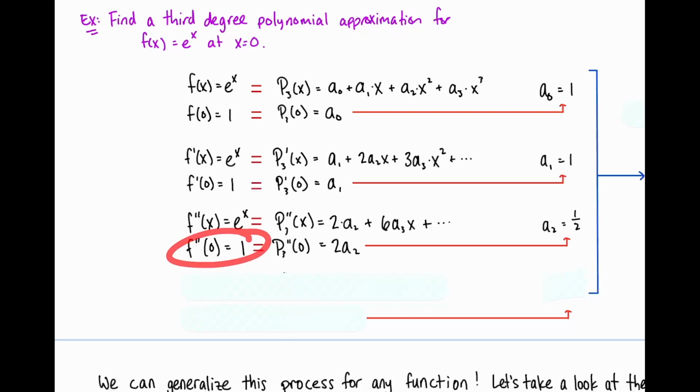Because I want this to equal this. And more specifically, I want this number to equal this coefficient. So I can solve for a sub 2 by just dividing the 2 to both sides. And now I still have the 6 over here.